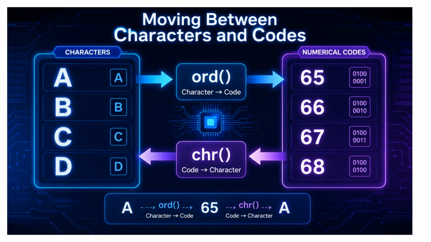We can also move in the opposite direction. The CHR function converts a numerical code back into a character. For example, CHR 65 returns the character A. So remember, ORD converts a character into a code, and CHR converts a code back into a character. These two functions allow our programs to easily move between text and numerical character codes.